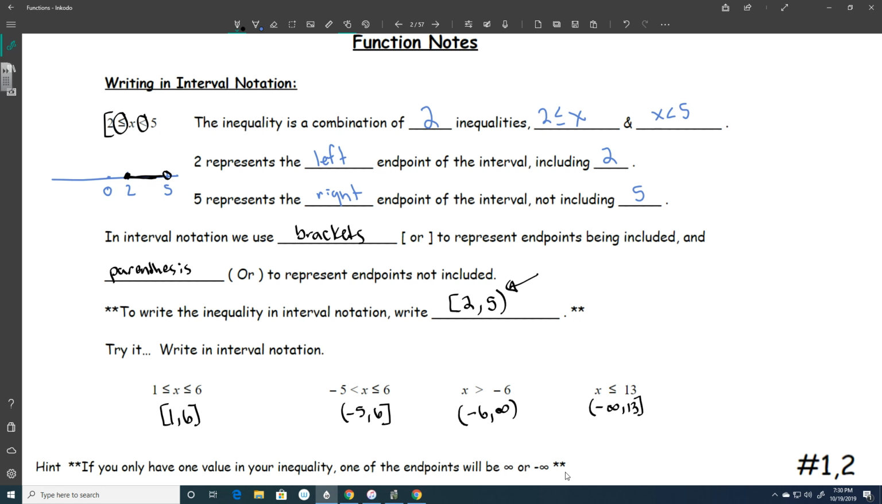So basically, this is just a notation that we use when we're talking about functions to describe where our numbers are going to be. In between 2 and 5, including 2, in between 1 and 6, including 1 and 6, and so on. So what I'd like you to do, pause the video and open up homework number 11. And I want you to try numbers 1 and number 2 on your own. And when you're done trying those, go ahead and start the video back up, and we'll move on.